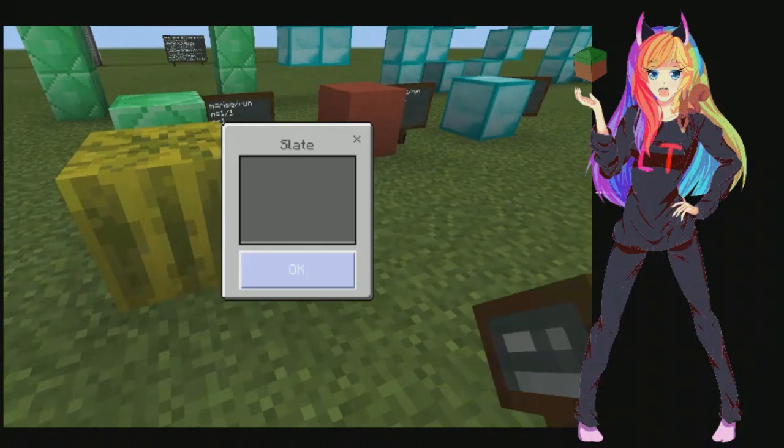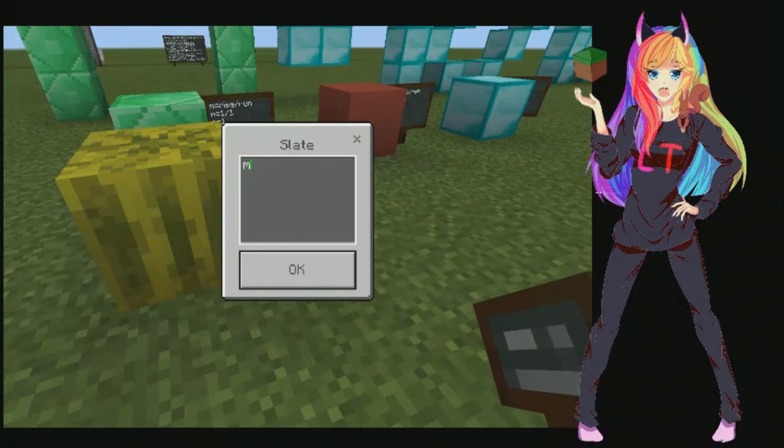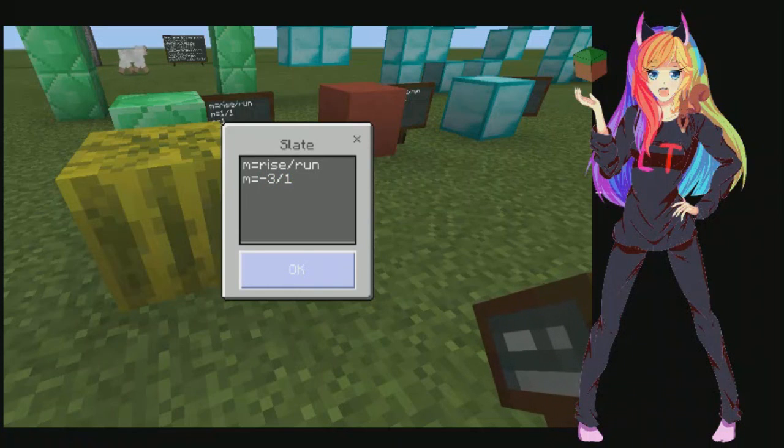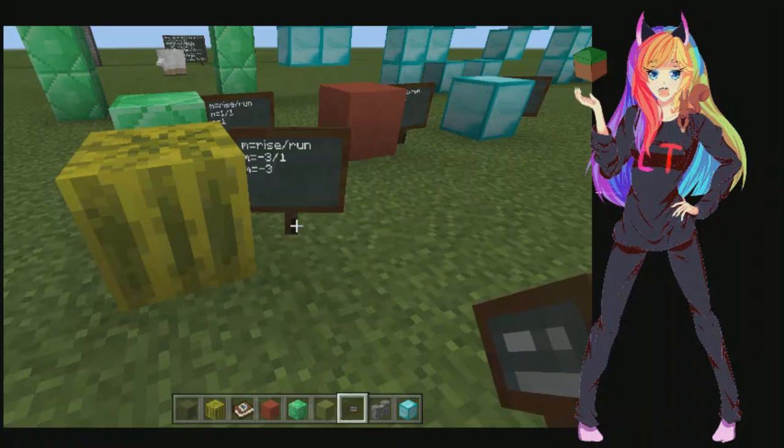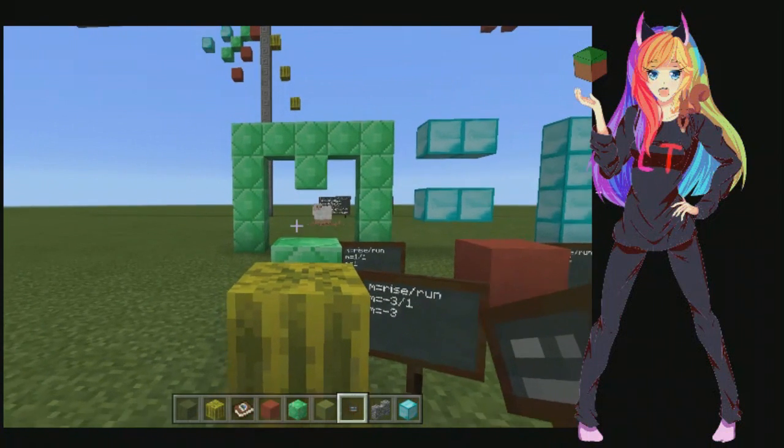Okay, M equals rise over run. Now this time the rise is downwards, so it's negative. We go down 3 and we go across 1. So that means M is equal to negative 3. Anything negative, you know you're going down. Excellent.